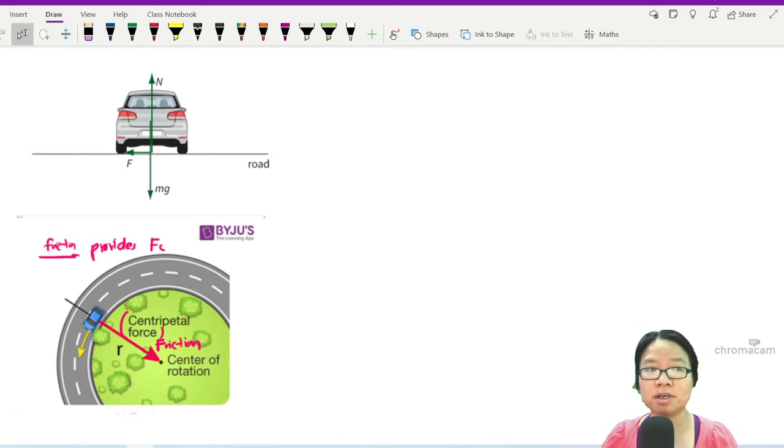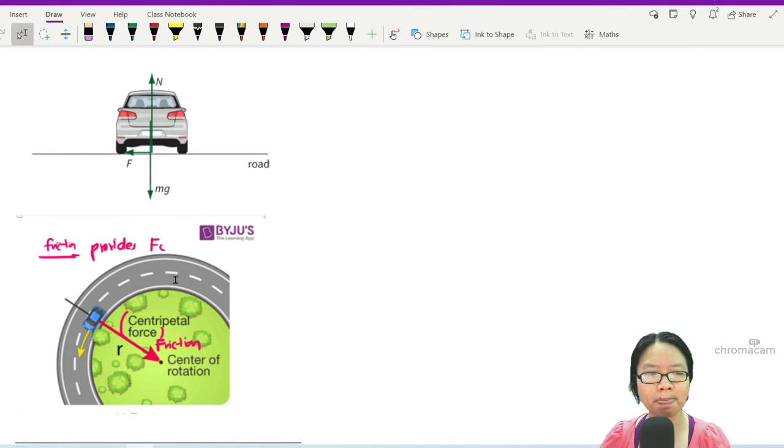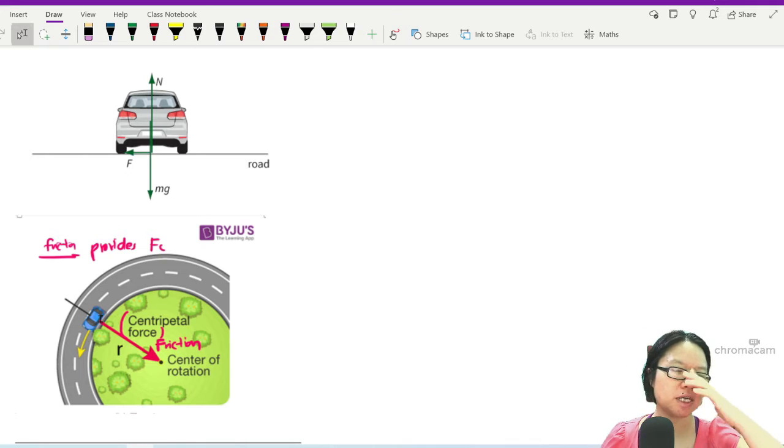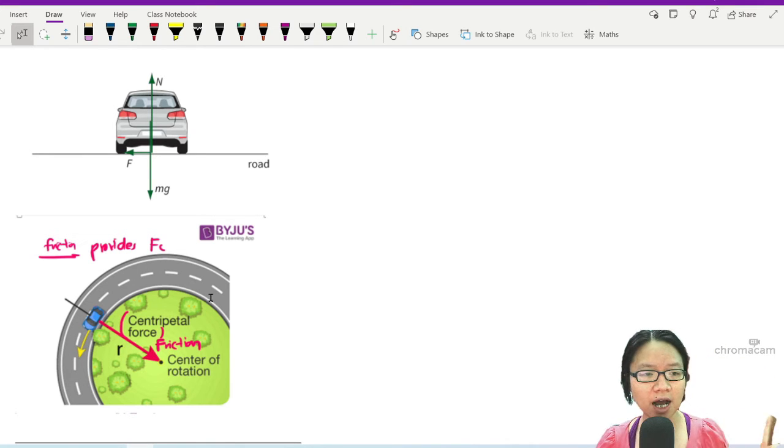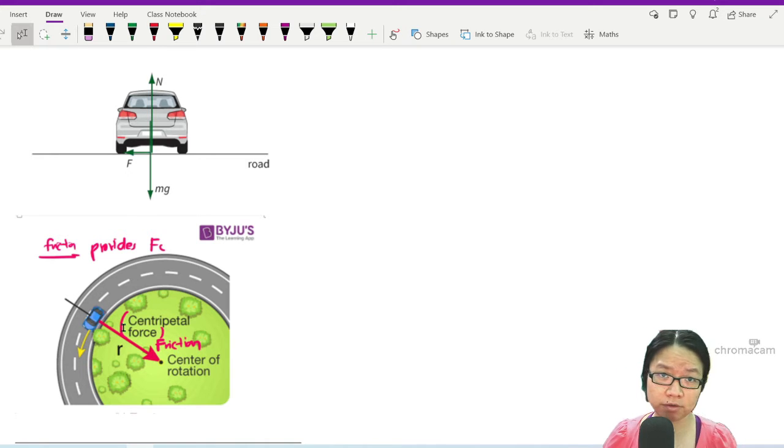Hello friends, in the previous video, you would have already known that for an object to travel in a circular path, like this picture, familiar, right? We need something to provide the centripetal force. What you see here in the bottom picture is a top view of the car as it makes a turn. So what provides centripetal force here? The friction between the tires and the car.